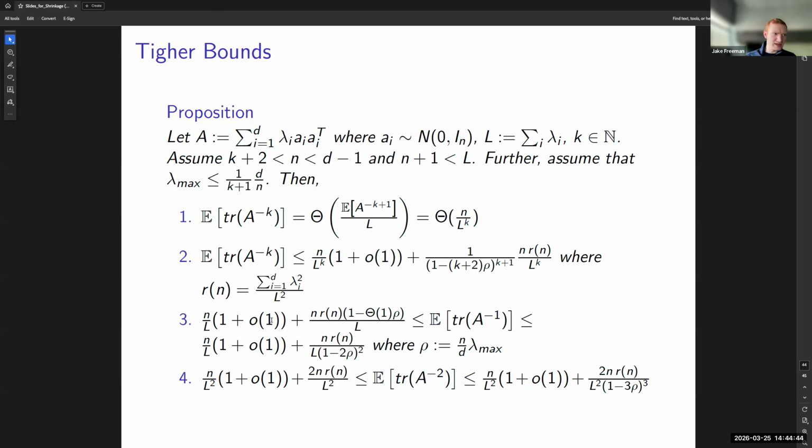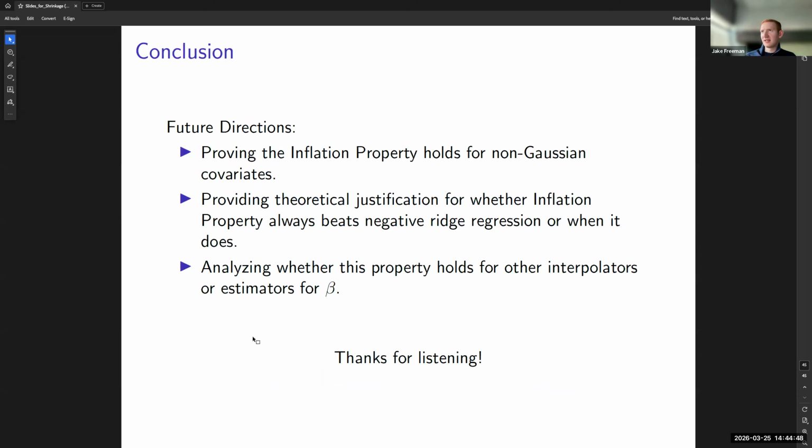I think it was a little quick, but the key future directions are proving that the inflation property holds for non-Gaussian covariates. Also, what someone alluded to about theoretical justification on when the inflation property beats negative ridge regression, or whether it always does, or when it does. And then what other interpolators or estimators for beta would this hold for? And so I guess I'll take some questions.